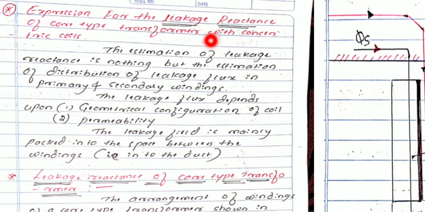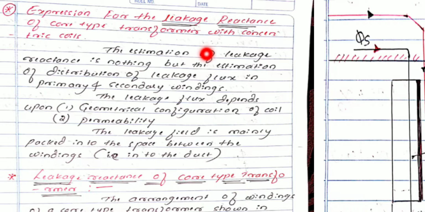Then what is leakage flux? In a transformer there are two types of fluxes: one is the mutual flux and the other is the leakage flux. What is mutual flux? It is the flux that links with both the primary coil and the secondary coil. But this is not 100%; it is a little less than 100%. That little less is the leakage flux.